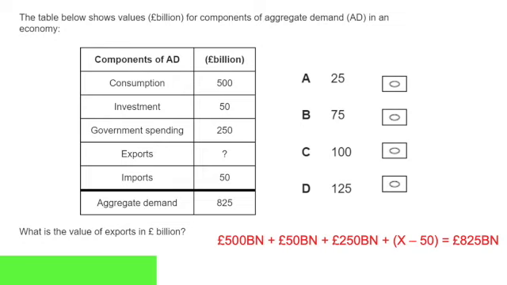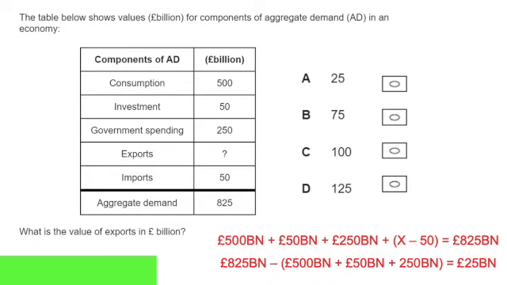So let's just rearrange the formula. We'll do 825 billion minus 500 billion plus 50 billion plus 250 billion, and that will tell us our net exports is 25 billion. But we're not looking for net exports in this, we're looking for exports. So if we know our imports is 50 billion, all we simply have to do is add that 25 billion onto the imports, and that'll get us 75 billion. So again, just do the formula, 75 billion minus 50 billion, and that'll get us the net exports of 25 billion.